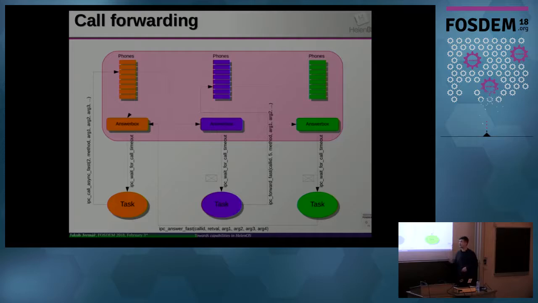So now we have three tasks. Here we see that, as I've said, the blue task is not directly replying, but it's forwarding the message using some of its own IPC connections. In this case, number 5, so it's this one. This one is connected to the answer box of the green task. And again, the green task can either decide to forward the message farther or it can reply. What is important here is that the reply goes to the answer box of the original sender.